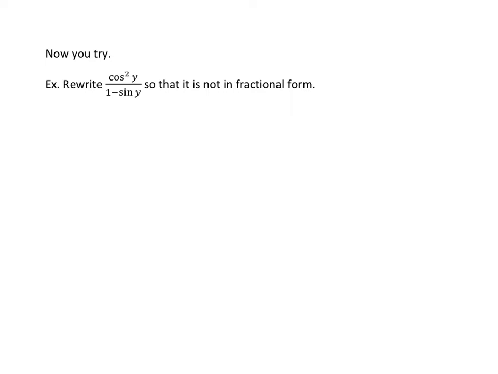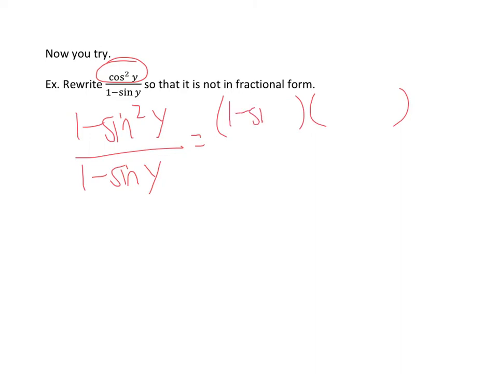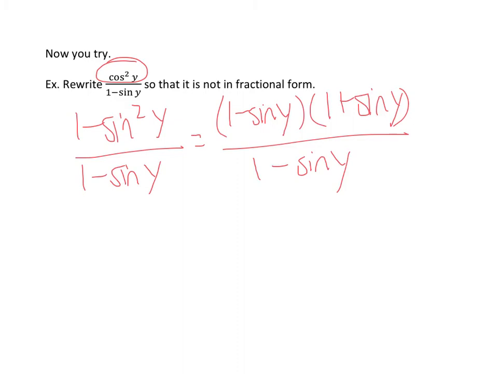Okay, try this one. It's going to work out very similarly to the first one. I'm going to replace cosine squared y with 1 minus sine squared y over 1 minus sine y. The top factors as two perfect squares, 1 minus sine y, 1 plus sine y over 1 minus sine y. Now that I have it factored, these two can cancel, and I'm only going to be left with 1 plus sine y. Some of you are going to want to cancel this out right off the bat. You cannot cancel this until you have factored it and you cancel entire factors.